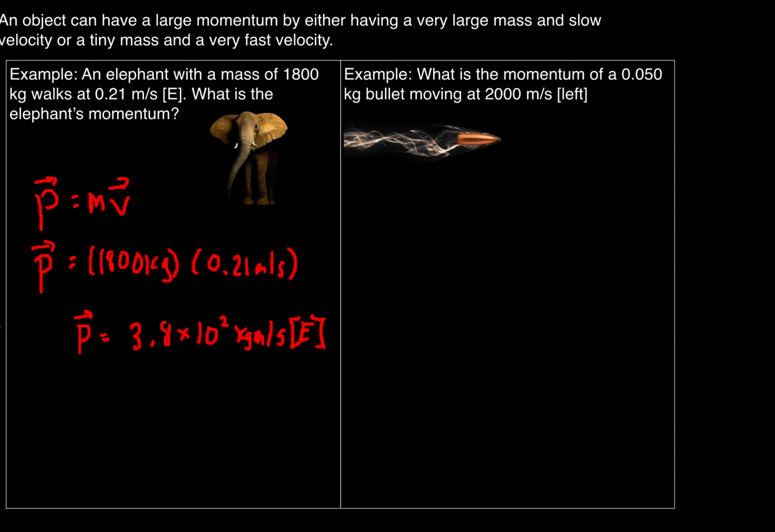Here's a second example. What is the momentum of a 0.050 kilogram bullet moving at 2,000 meters per second to the left?